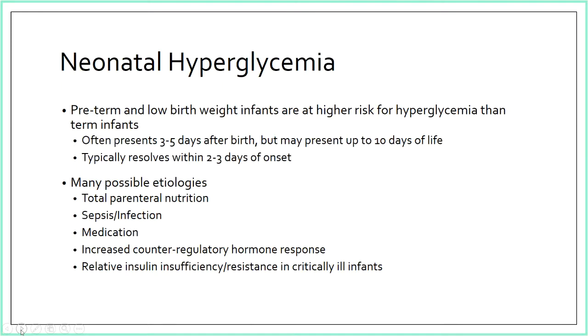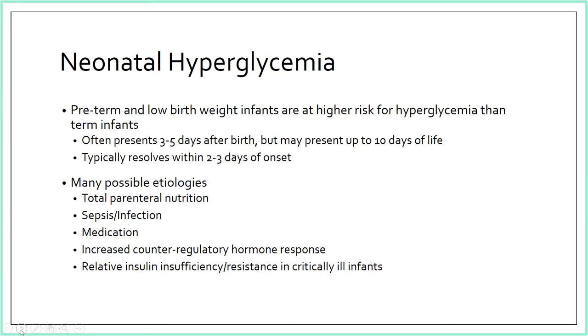Hyperglycemia in the neonatal period is quite common, especially in low birth weight and preterm infants, who are at much higher risk for hyperglycemia. About 25 to 75% of patients who fall into that low birth weight or preterm category will present with hyperglycemia. Most often it's going to present in the 3 to 5 days after birth, but it may present up to 10 days of life, and it typically resolves within 2 to 3 days of onset.